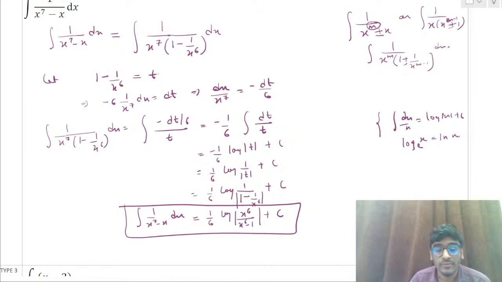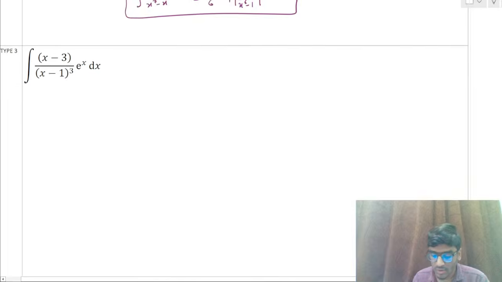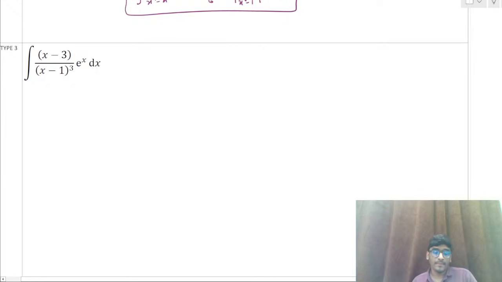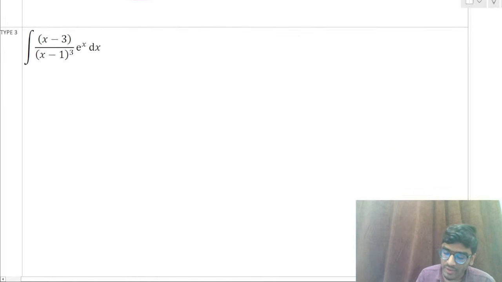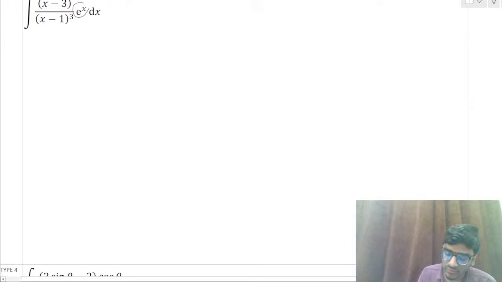This is the second type of question. It may be asked as a 2 marks question, or it may appear as a 3 marks question also. Now, the third type of question.